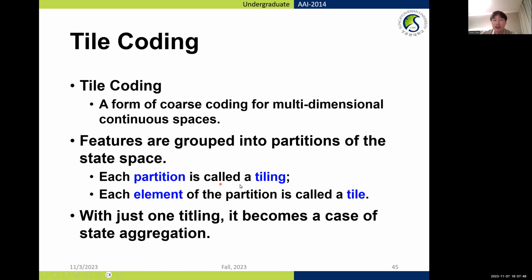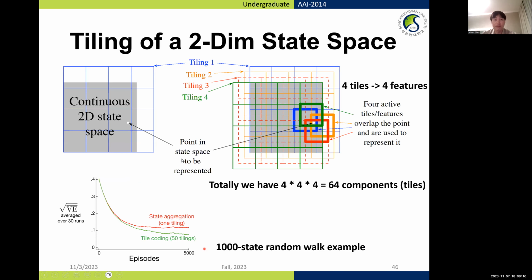Each partition is called a tiling. Each element of the partition is called a tile. So features are grouped into partitions of the state space. The state aggregation we learned before, right, is a special case of one tiling. If you just have one partition, then it becomes state aggregation. Let's look at the left-hand side here.